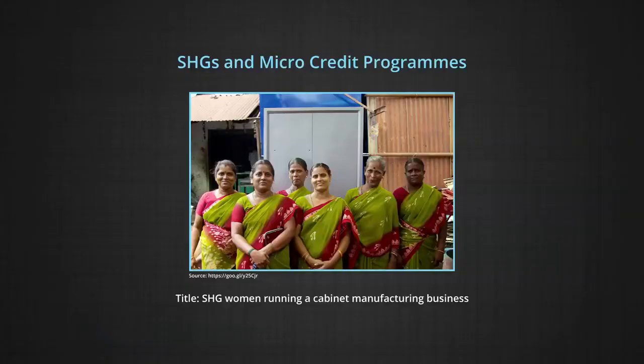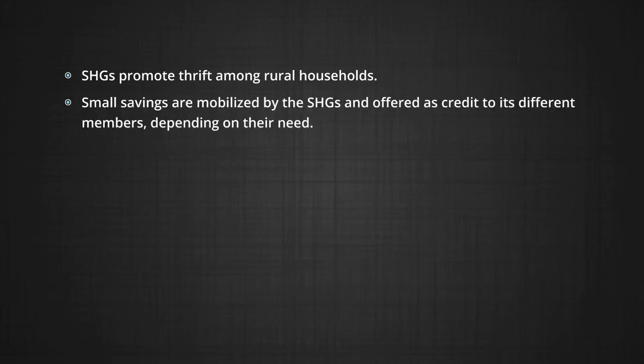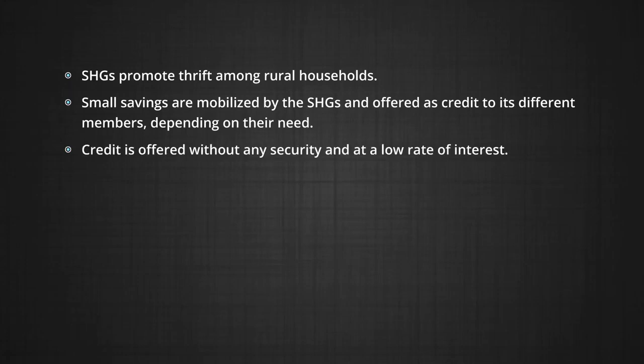Self-help groups and microcredit programs in agriculture. Let us take up this point now. The self-help groups and microcredit programs are an emerging phenomenon in the context of rural credit. SHGs promote thrift among rural households. Small savings are mobilized by the self-help groups and offered as credit to its different members depending on their need. Credit is offered without any security and at a low rate of interest.